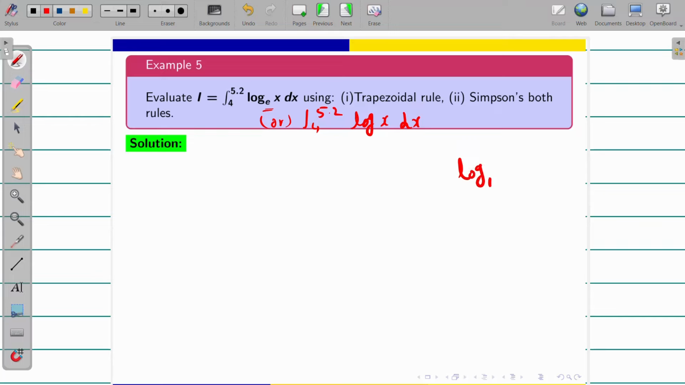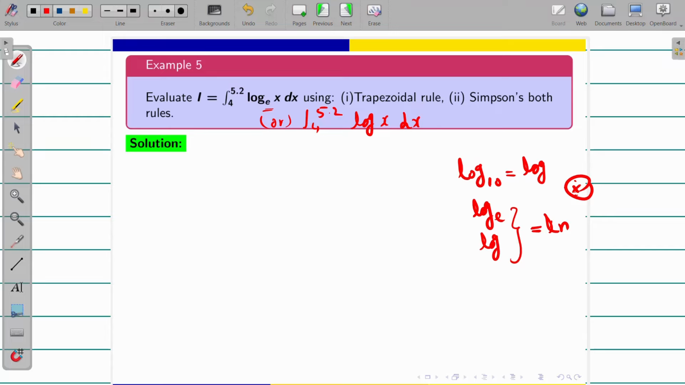Log to the base 10, if it is there, you have to use the log button in your calculator. Suppose they are giving log to the base e, or they are giving it without specifying anything, it is understood to be log e only, so you have to use the ln button in your calculator. This is an important thing, guys. Most of you will commit a mistake here.